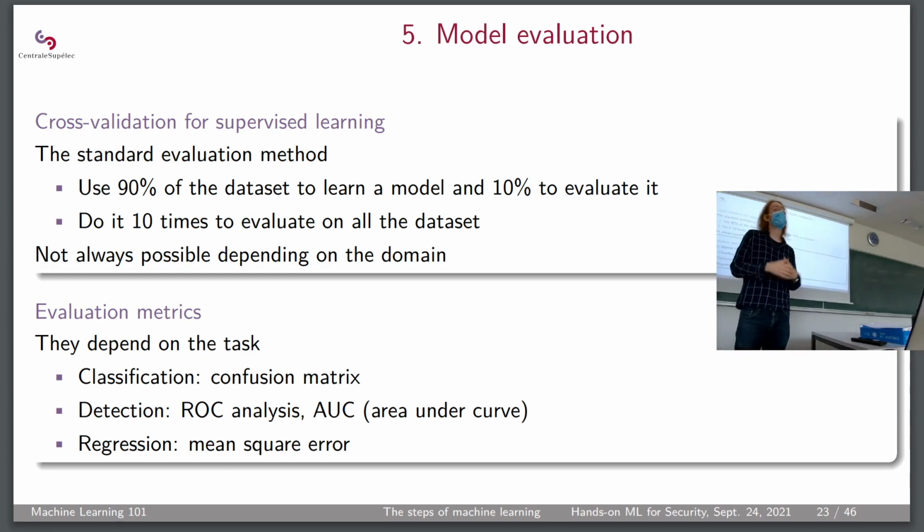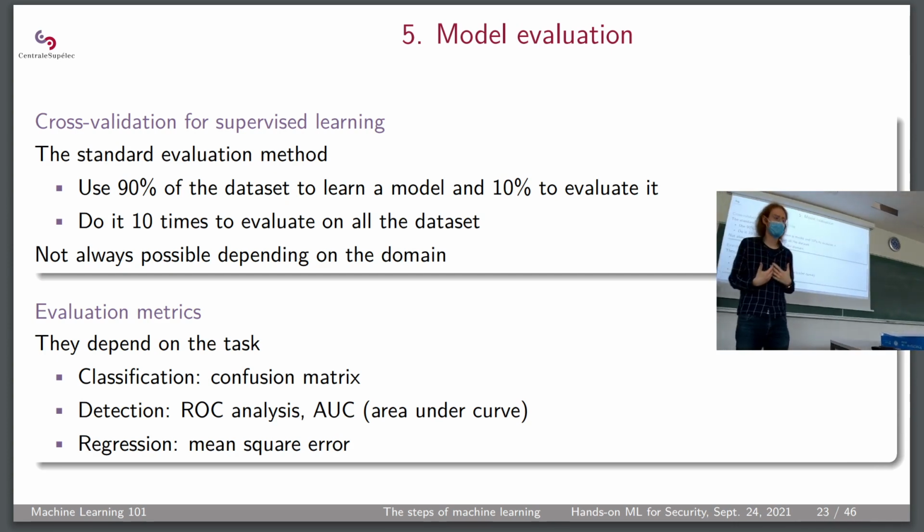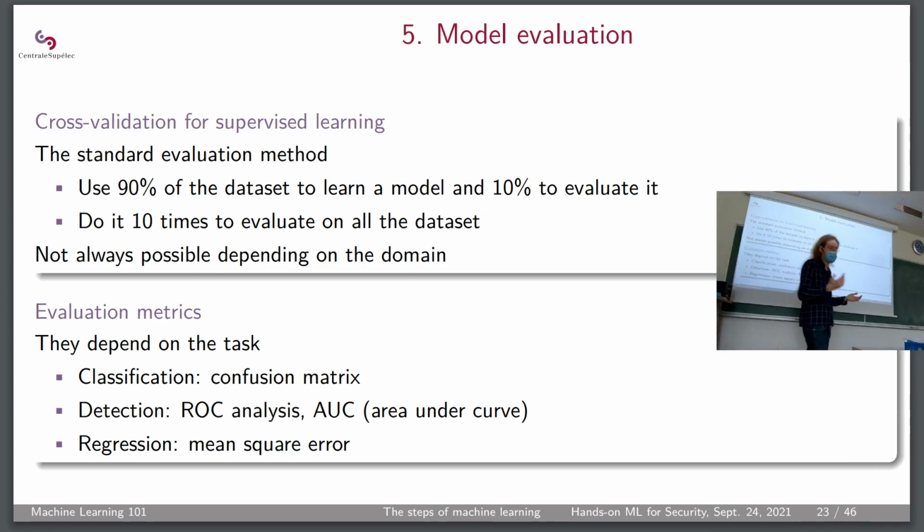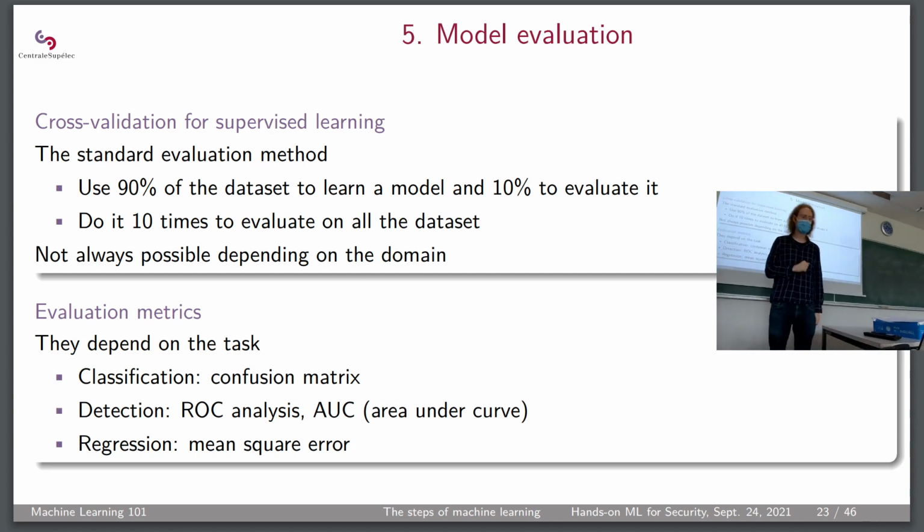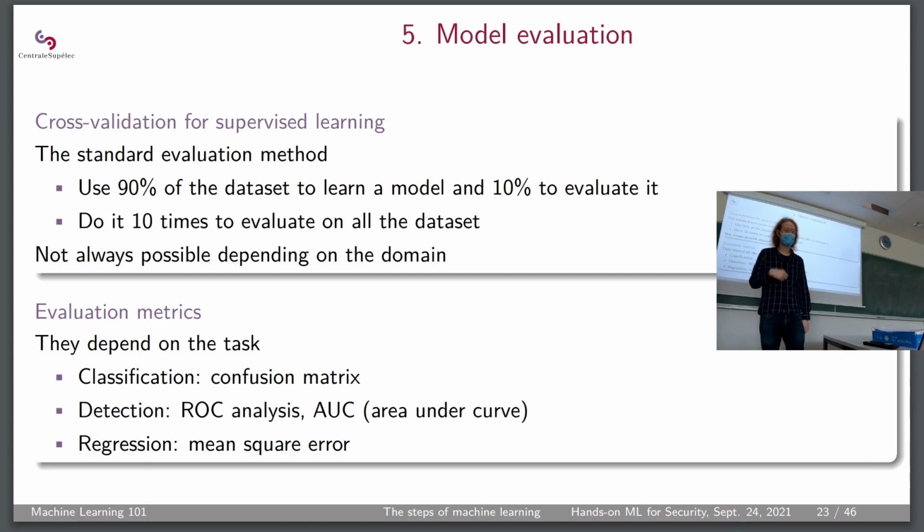Validation metrics, you probably know them already. I won't insist on it. They depend on the task. In classification, we generally try to get the confusion matrix. There are some more dedicated metrics, for example in intrusion detection, where you have recall, precision, F1 score, and so on. In detection, so binary classification, you can use ROC analysis and the area under the curve. And in regression, what we usually use is the mean square error.